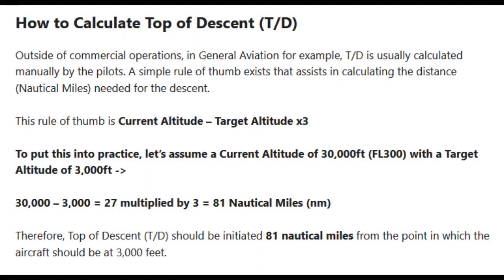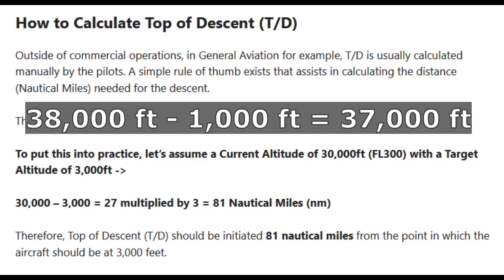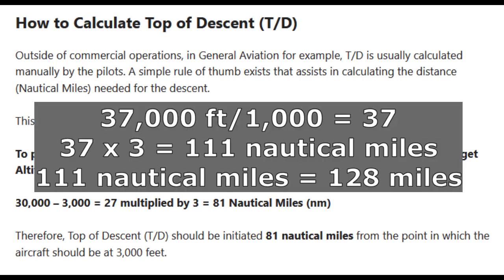So let's assume a top of descent altitude at 38,000 feet and a traffic pattern altitude at 1,000 feet. Let's start with our simple rule of thumb calculation. We take 38,000 feet minus the 1,000 feet traffic pattern altitude, and that's assuming an airport elevation at sea level. We divide that by 1,000, which is 37, and multiply that by 3, and that gives us 111 nautical miles, which converts to 128 miles.